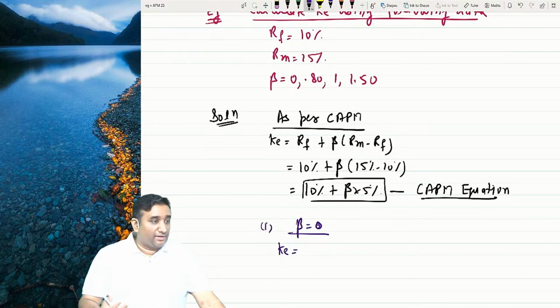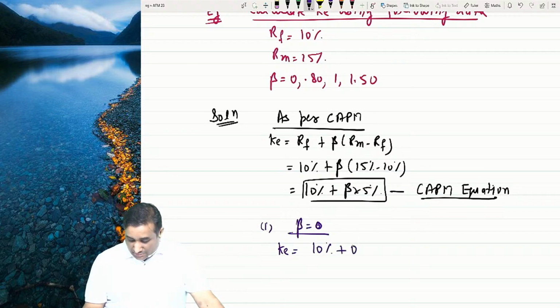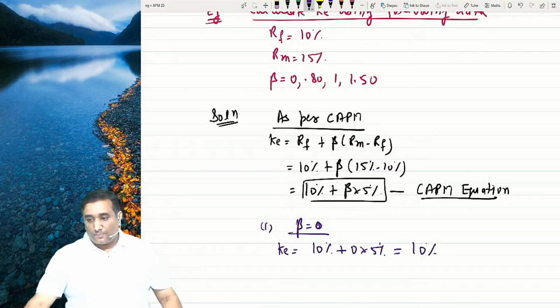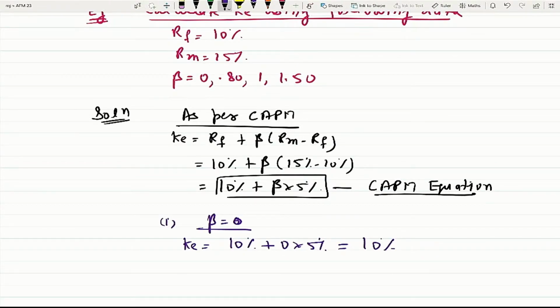That means what is the requirement? That is exactly the CAPM, but you can interchangeably use this name. It's 10 percentage plus 0 into 5 percentage. What do we get? Try to do the second, third and fourth part, please.